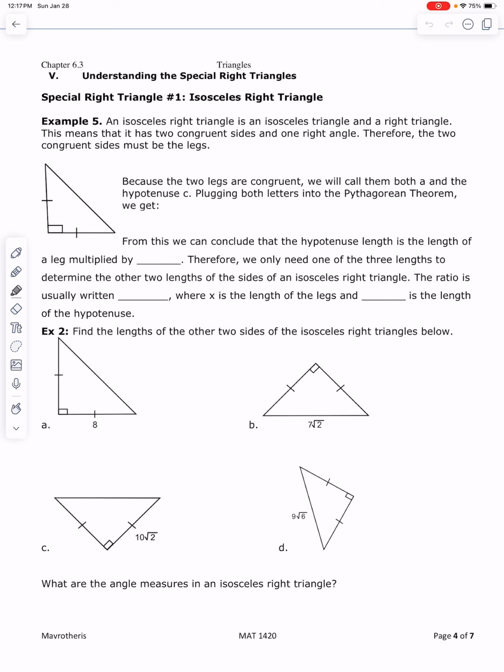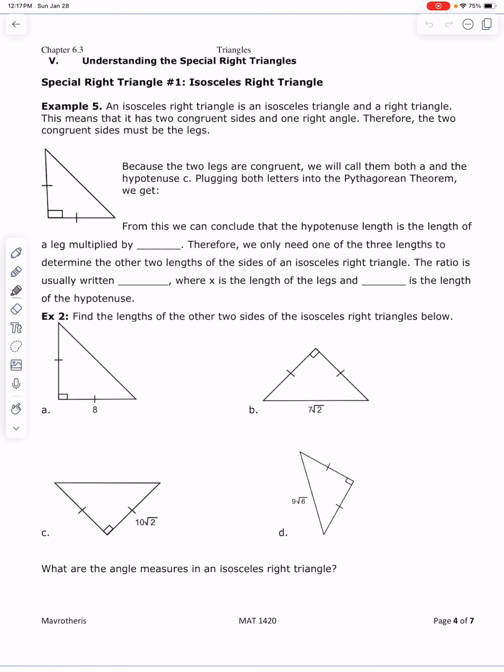Welcome back to the chapter 6.3 notes on triangles. We are going to start talking about the special right triangles. We will use this moving forward in this class as we build the unit circle. It's important that you understand the relationships here.